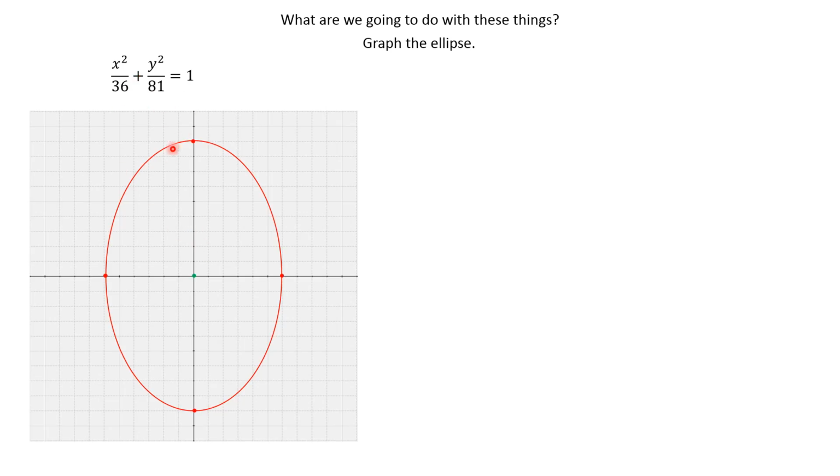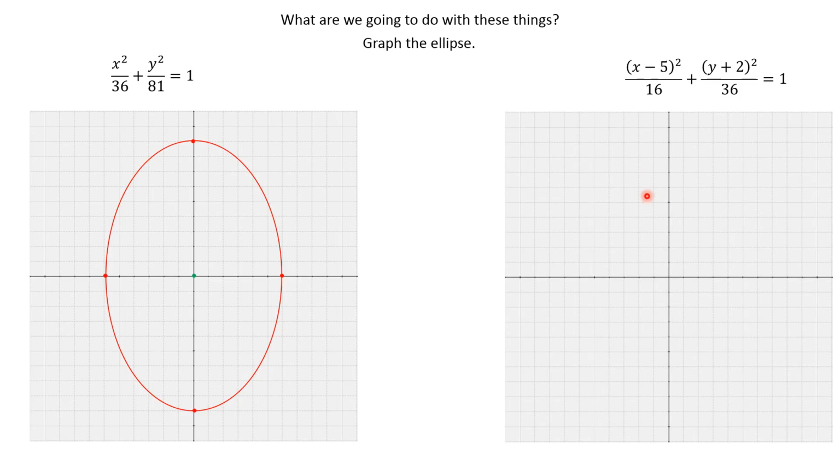How about a little harder one? x minus 5 squared over 16 plus y plus 2 squared over 36. So, graph paper. First thing I would graph is the center, which is going to be 5 comma negative 2, because remember there's a negative in the equation. So we have the center at 5 comma negative 2. Now we're going to go over 4 in each direction.